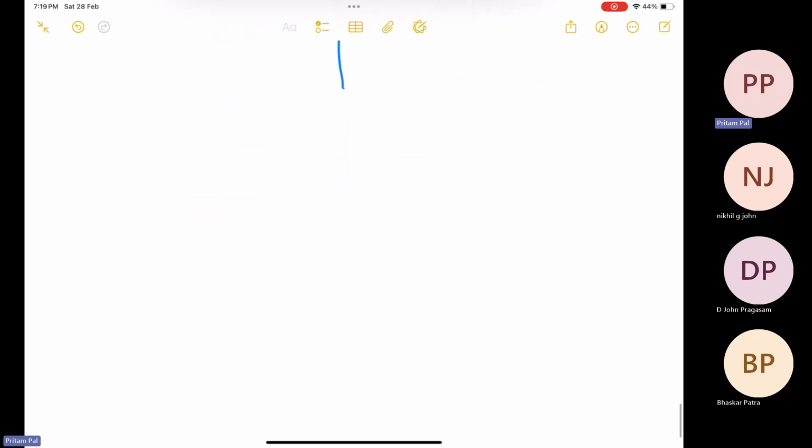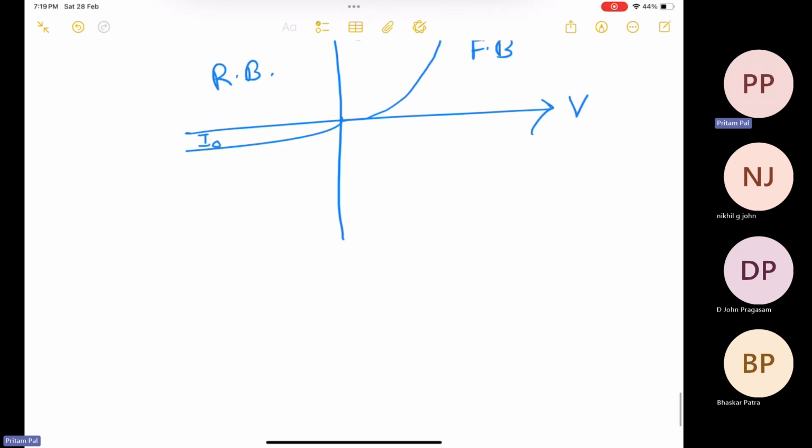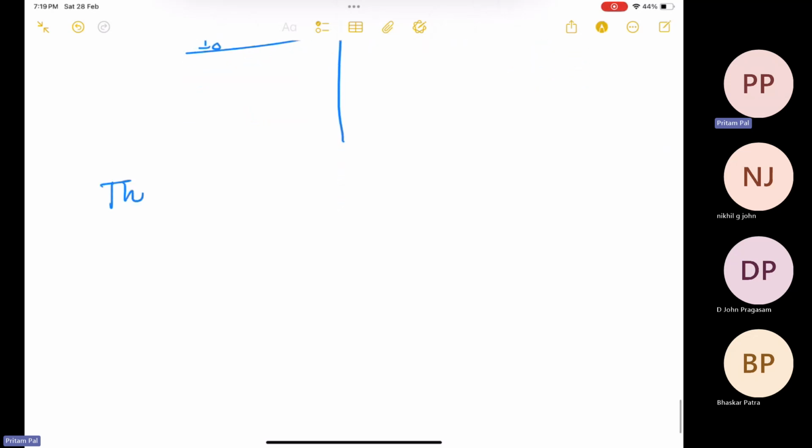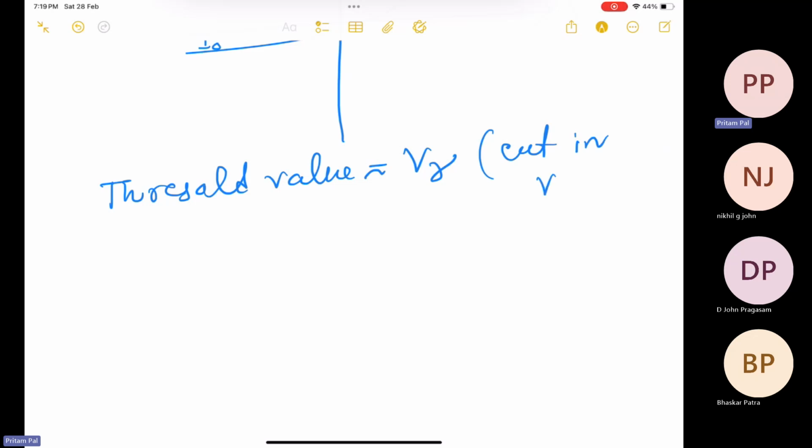So in practice, for silicon and germanium diodes, it's found that the forward bias current does not assume a significant value unless the forward bias exceeds a certain threshold value, which I just told you about. It can be denoted as the threshold value for each semiconductor, which we can consider as V gamma, called the cutoff voltage or cut-in voltage.